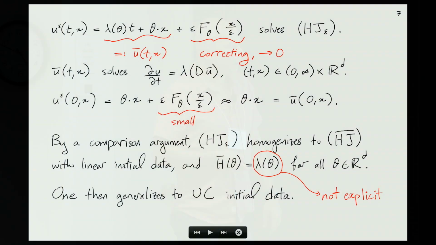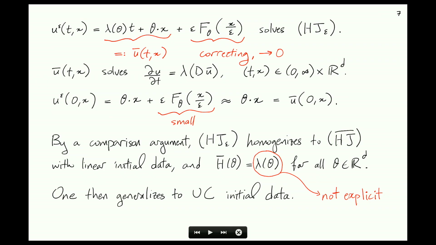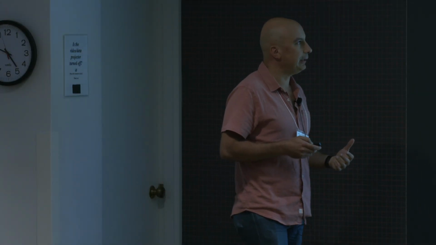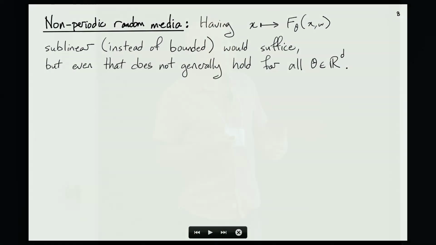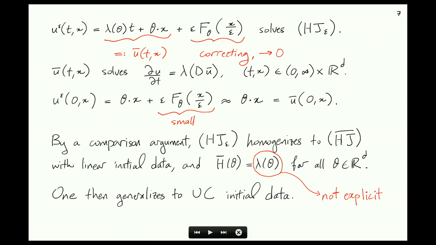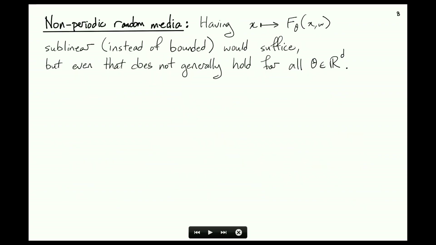But for every theta there is a lambda, okay, but that's not explicit. So we need to keep in mind that it's not really telling us what this effective Hamiltonian is. Okay, so now if we step away from periodic media, to non-periodic random media, we can realize that for this argument to work, I didn't need F to be bounded. If F grows at most sublinearly, then this would also go to 0 as epsilon goes to 0. So then we can relax this. I think this was an observation in one of Freydon's papers I read.